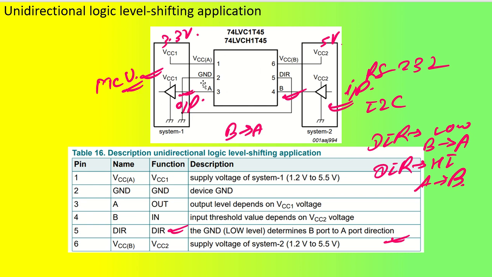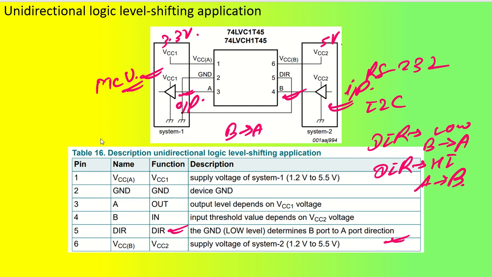This particular IC is configured in such a manner that the B side is working as input and the A side is working as output. Whatever logic signal comes at the B input will be transferred to the A output, to the microcontroller or any other parts that we have in our system A and system B. That was just one example.